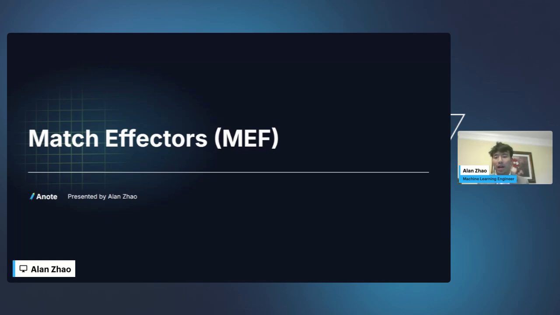Today, I'll be discussing match effectors, or MEF for short. A little bit about myself: my name is Alan Zhao. I'm a current rising junior at Cornell University, where I am a computer science major in the College of Engineering. Within computer science, I plan to have a focus on artificial intelligence, and I'm also doing a business minor to go along with that. My big extracurricular is that I play on the varsity football team at Cornell. So with that being said, I will get the presentation started.